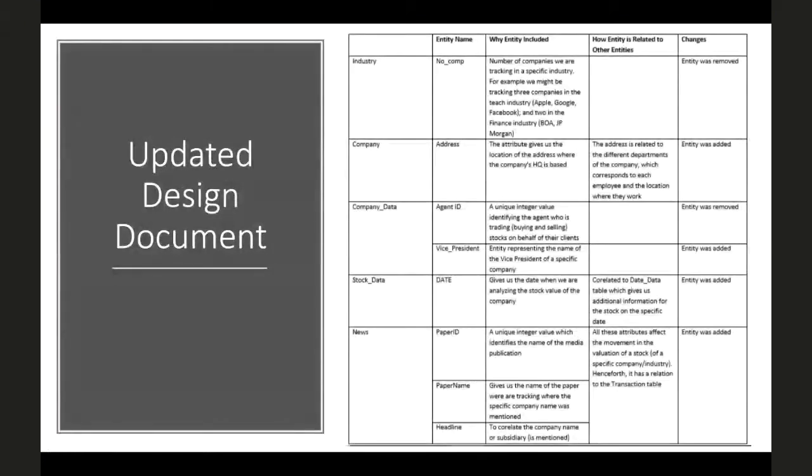Next slide, please. For the design document, as you can see, we have provided a snapshot. In total, we had about 12 tables with different entities. This illustrates the description of each entity, how each one is related to other entities in the ERD, and what changes we made going from our initial.